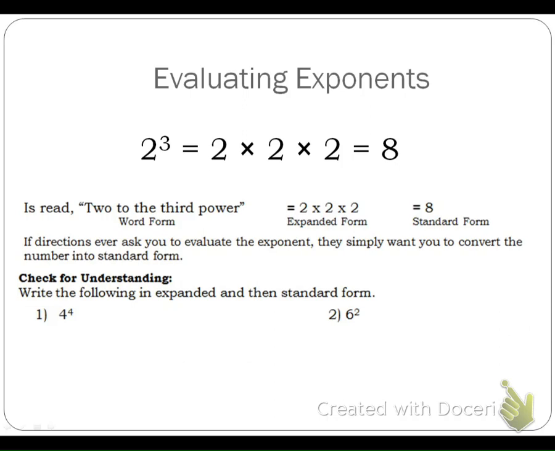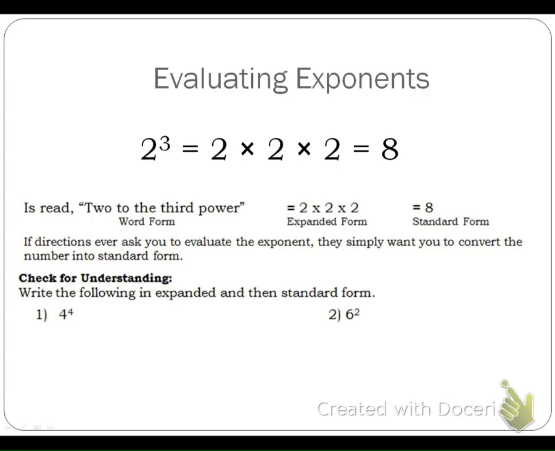The way you read a power, for example, 2 to the third power: you read the base as the number, and the exponent you read as if it was a position of people standing in line, 2 to the third. The expanded form is when you show all the numbers you're multiplying together. And then standard form is the evaluated answer, the one numeric value. So let's check your understanding: write problems number 1 and 2 in expanded form, and then write it in standard form to evaluate it.